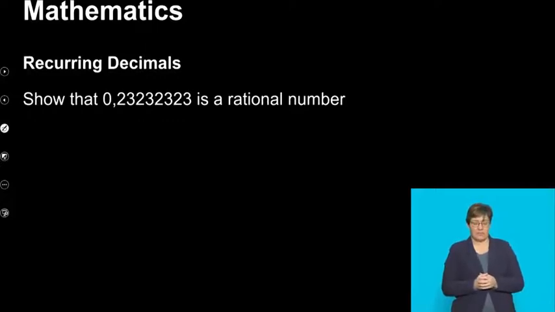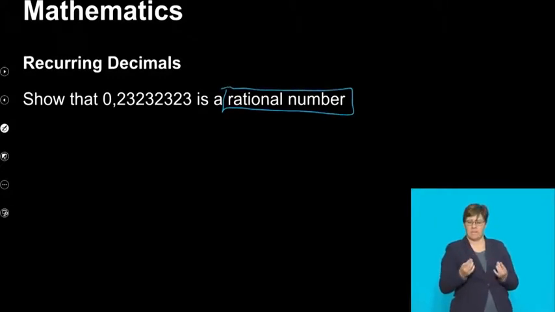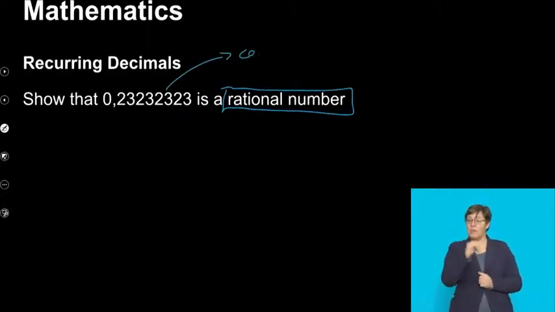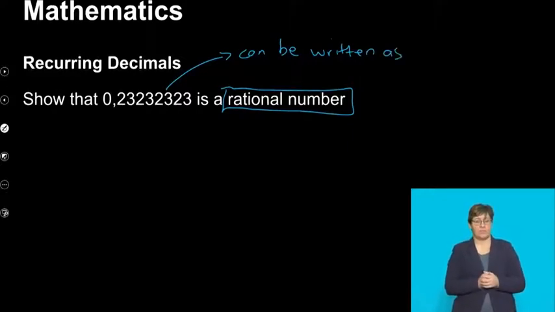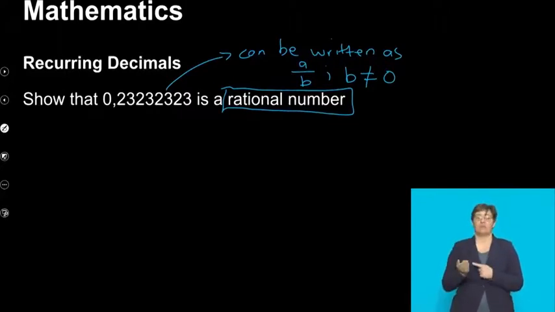Now, the last thing that we need to look at here is to show that 0.23232323 is a rational number, right? What does that simply mean? It means that this number can be written as A over B, where B is not equal to 0. If I can do that, then I would have shown what they want me to do here.